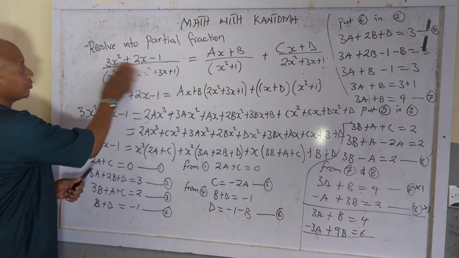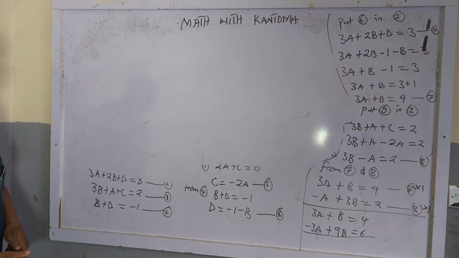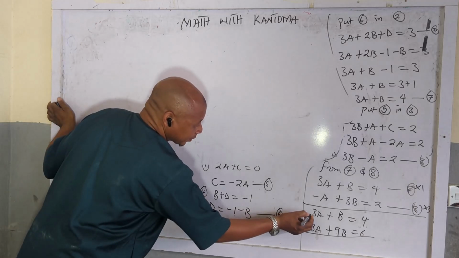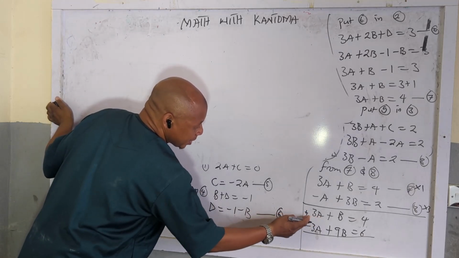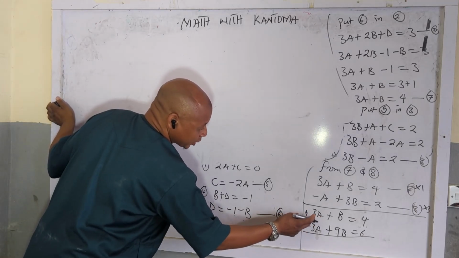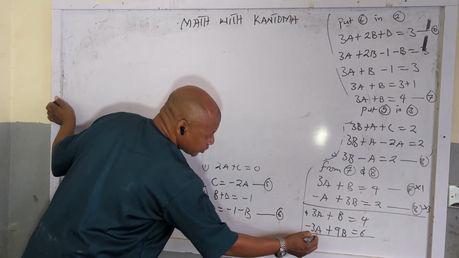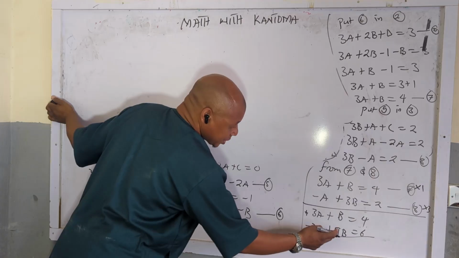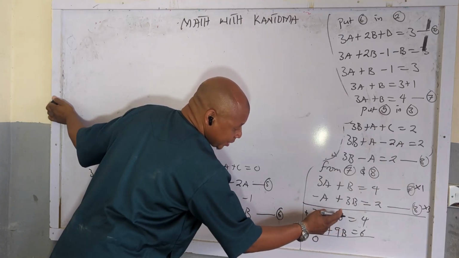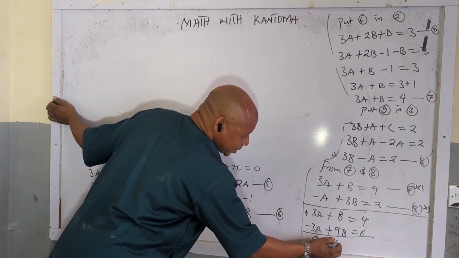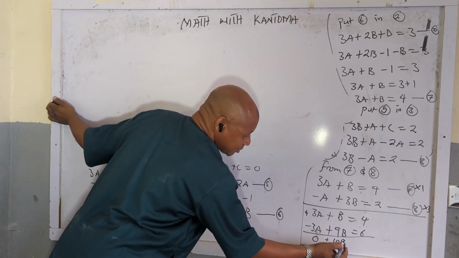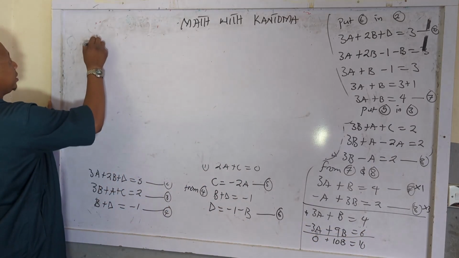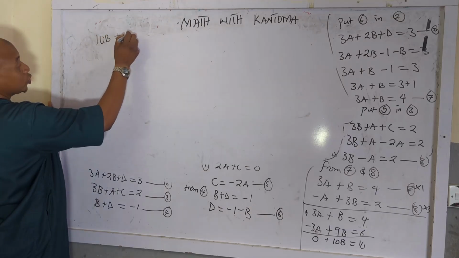So let me use this side of the board. When I add them together, 3a plus minus 3a will give you 0, right? Then b plus 9b, meaning 1b plus 9b, will give us 10b. So I have 10b is equal to 4 plus 6, which is also 10. So what I have here is 10b is equal to 10.